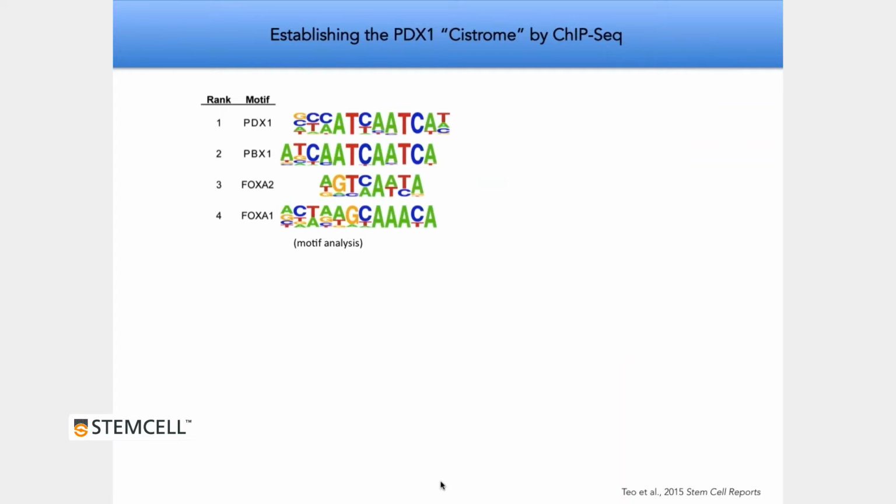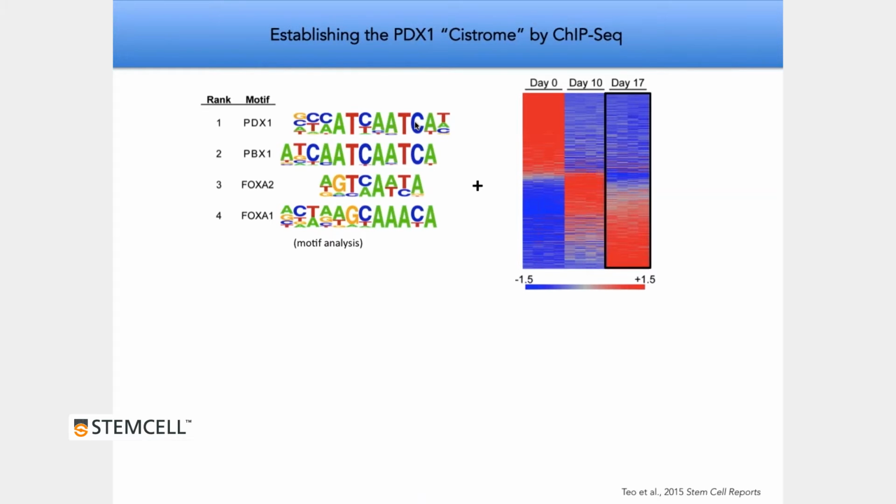Using some high affinity antibodies provided to us by Chris Wright, we then took cultures and performed ChIP-seq, which is probably quite familiar to the listening audience. And we were quite happy to observe that in the motif analysis, the most enriched motif is the PDX1 binding motif in our ChIP-seq that was done on day 17 of differentiation.